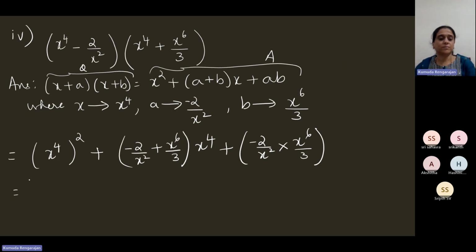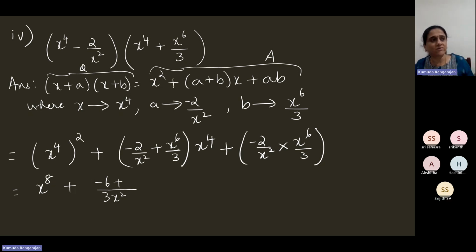Next, x to the power 8. x to the power 8 plus, what's the common denominator here? 3x square is a common denominator. So we should multiply minus 2 with 3. Look at the denominators, 3 and x square. So there is x square here, so we should multiply the numerator with 3. Minus 2 into 3, minus 6. Then plus x square, x to the power 6 into x square.